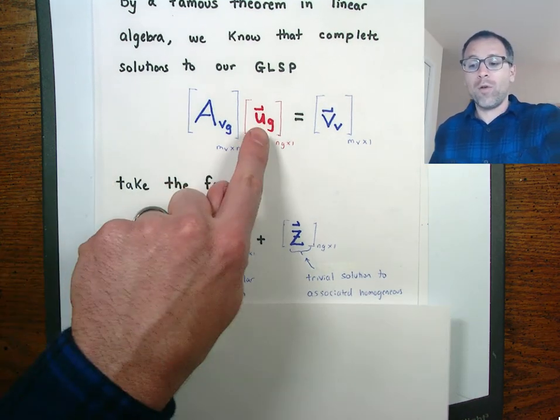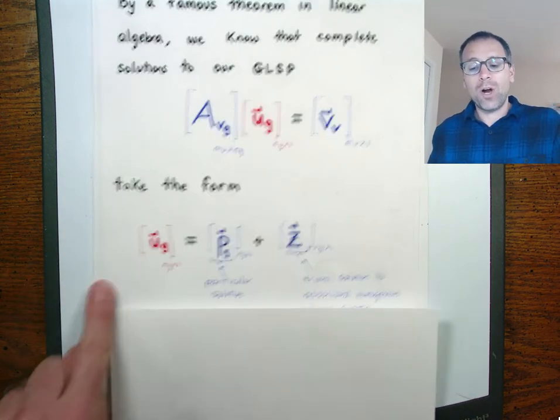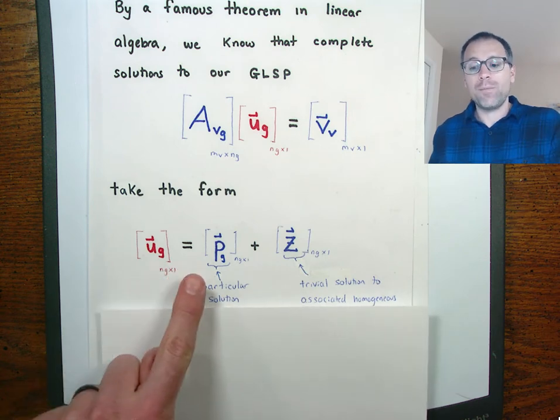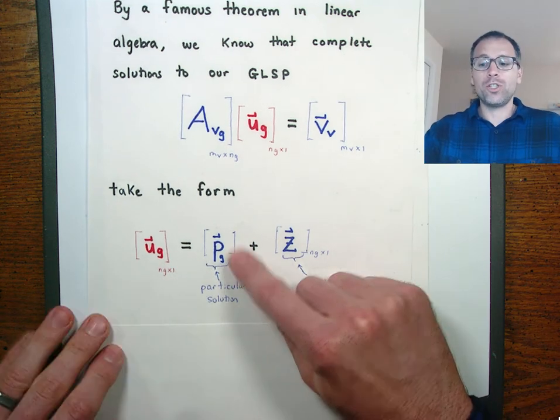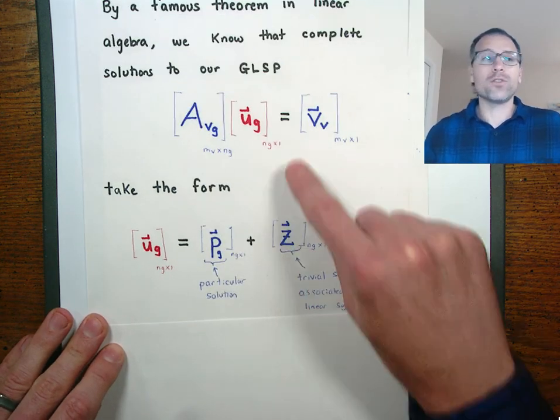So if I'm looking for the type of vector that solves this problem, that vector is always going to be in the form: a particular solution to our system plus any trivial solution to our system.